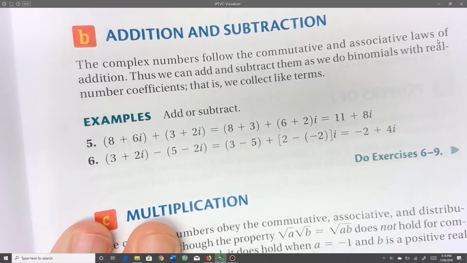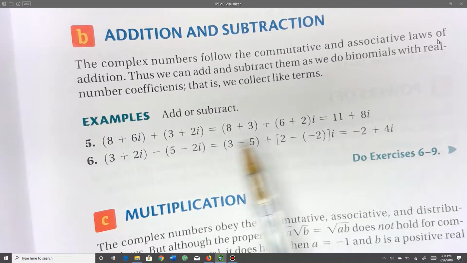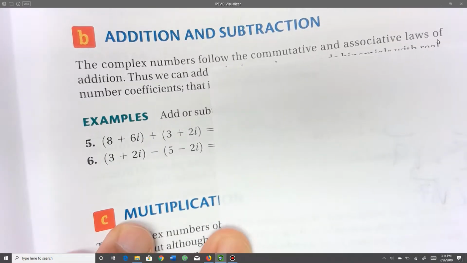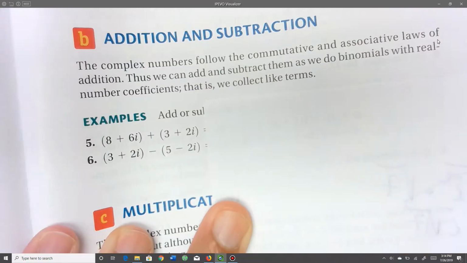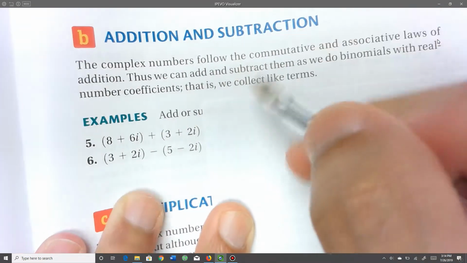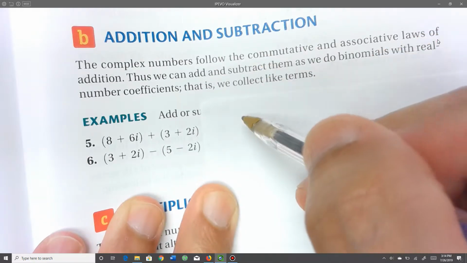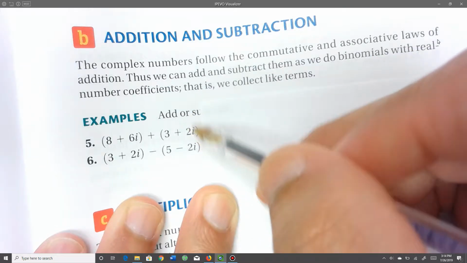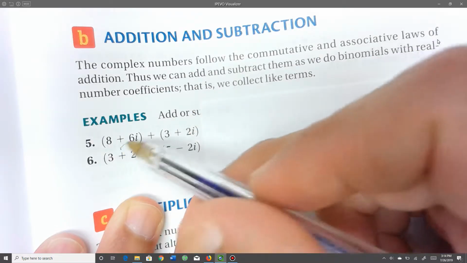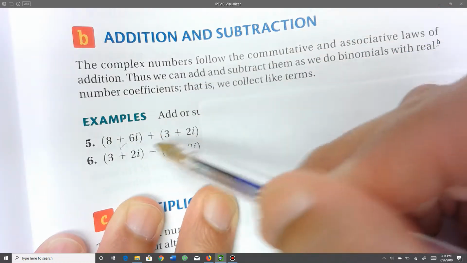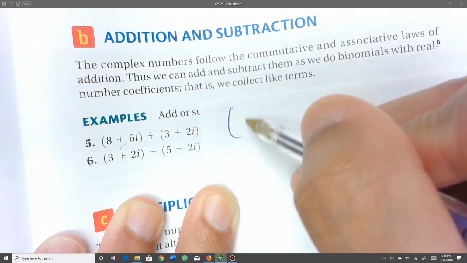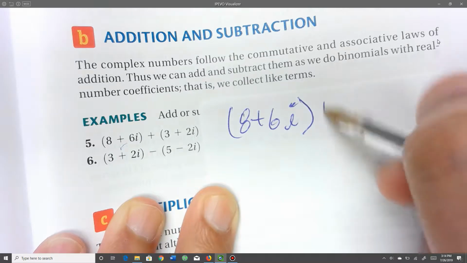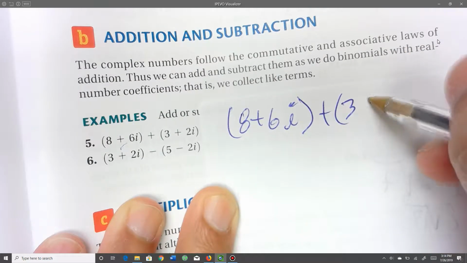Add or subtract, addition or subtraction whenever you have complex numbers. In this case, again, I told you to treat the i as though it was a variable, just any variable. Use the rules for everything. If you use it with a variable, you should be able to use it with this i. So in this case we're adding, and I'm just rewriting this over here. 6i plus 3 plus 2i.